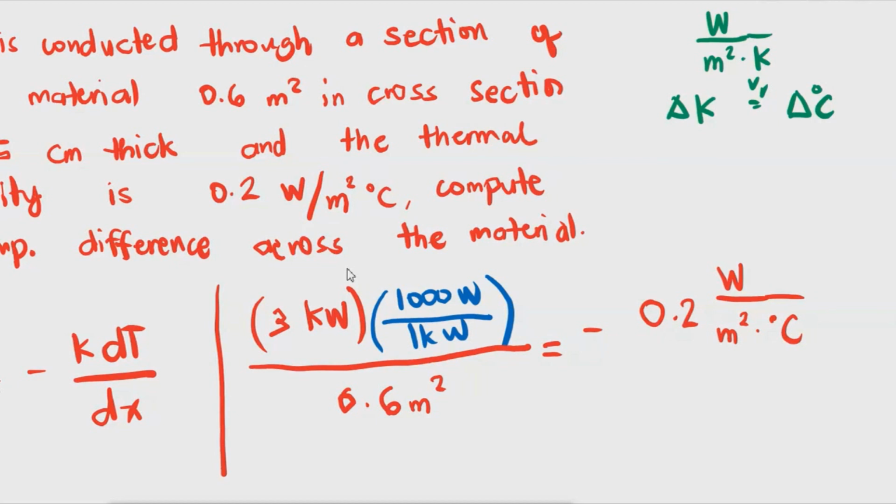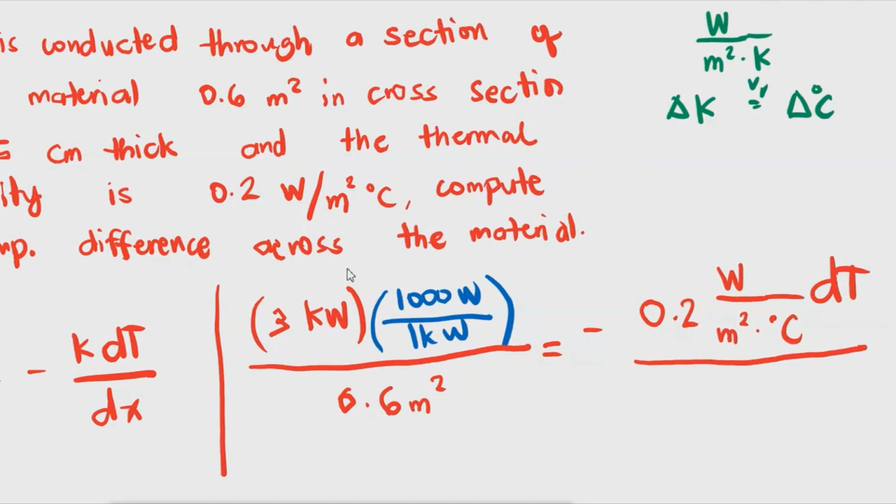So this is dt. In our previous derivation, we could say that dt is simply T2 minus T1, or simply the temperature gradient or the temperature difference. And with that, in this problem, we have to compute the temperature difference across the material. So that is actually our missing variable. Okay, and then divided by our dx, and dx is simply our thickness, and that is x sub 2 minus x sub 1.